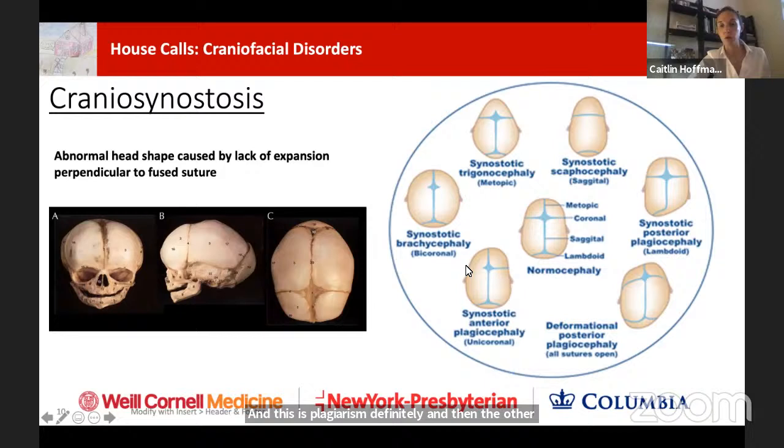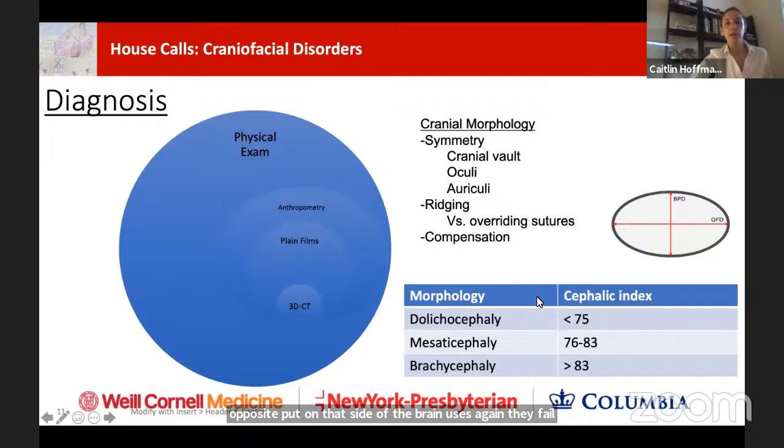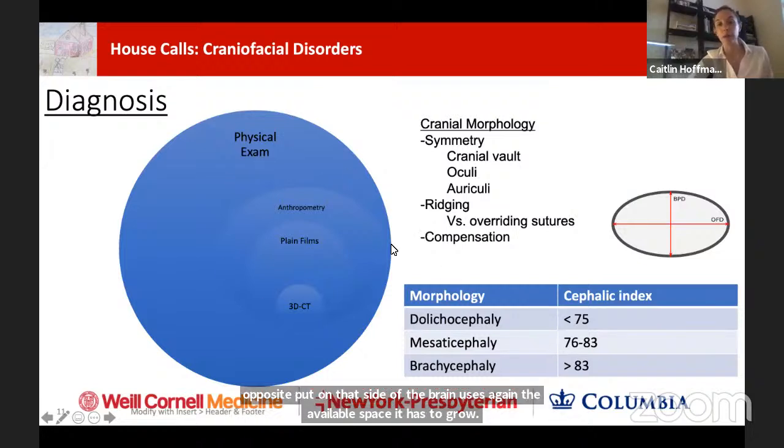Closure of one of the coronal sutures leads to flattening of the forehead, pulling of the ear towards it, and then a contralateral bossing of the forehead and the occiput on that side as the brain uses, again, the available space it has to grow. The diagnosis, again, is predominantly physical exam.